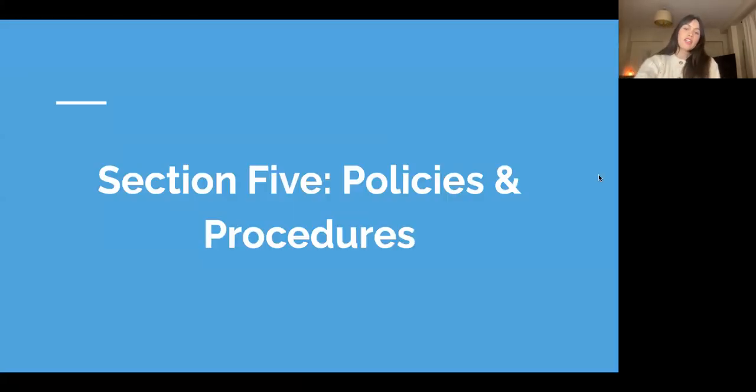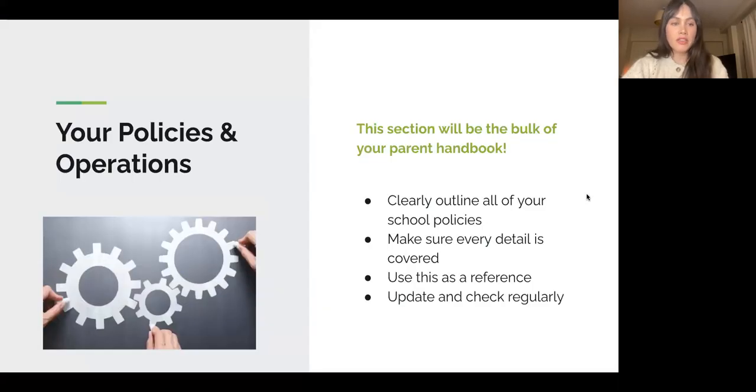All right, next section. This is probably going to be the bulk of your parent handbook and kind of the meat of it, which is your policies and procedures. And this is where it's really important to be as detailed as possible with all of your school policies. So it's important to clearly outline every single policy your school has. Just talk about everything, honestly, here. Make sure every detail is covered and use this as a reference throughout the year, and make sure that parents know to keep the handbook for this reason.